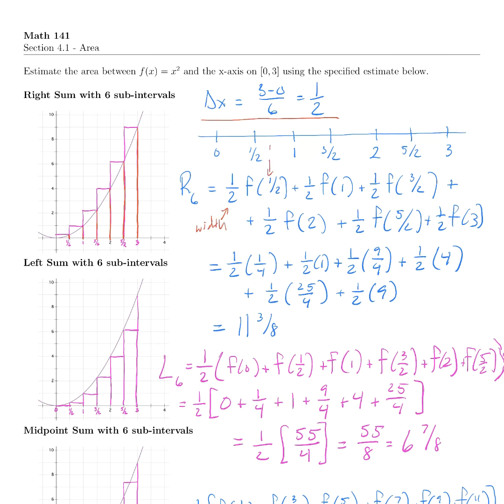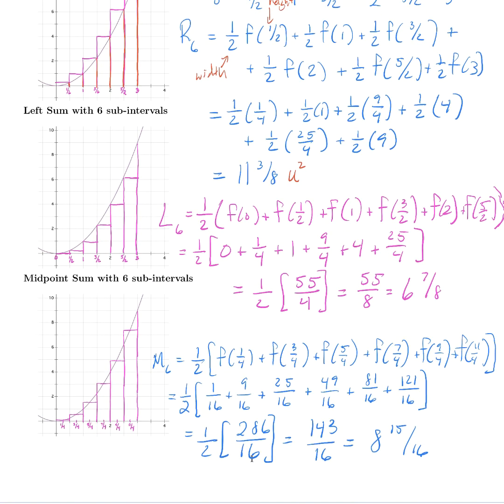And then the height of that first rectangle is the output of the function at 1/2, f of 1/2. So that first rectangle looks like 1/2 times 1/2 squared, that is 1/4. The second rectangle has width 1/2 times height 1 squared, which is 1, width 1/2 times height 3/2 squared, which is 9/4. And we keep going along to get all 6 of those rectangles, and we get 11 and 3/8 square units. I don't know what the units are here, so we'll just measure them as square units.